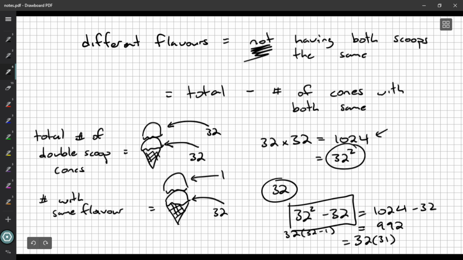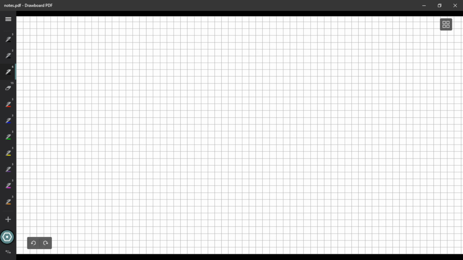Okay. But this isn't the only approach. We could actually compute this directly. Okay? You know, maybe we're here to practice our counting the opposite and subtracting from the total technique. Okay? Or maybe we want to practice something else. So instead, we could just compute it directly. How are we going to do that? Well, if we want the number with different flavors, okay, what are we going to do?